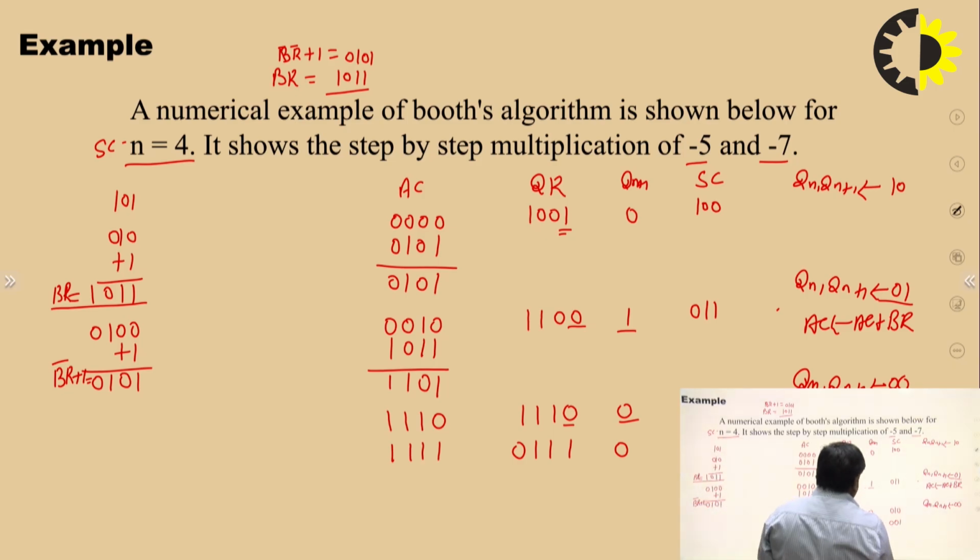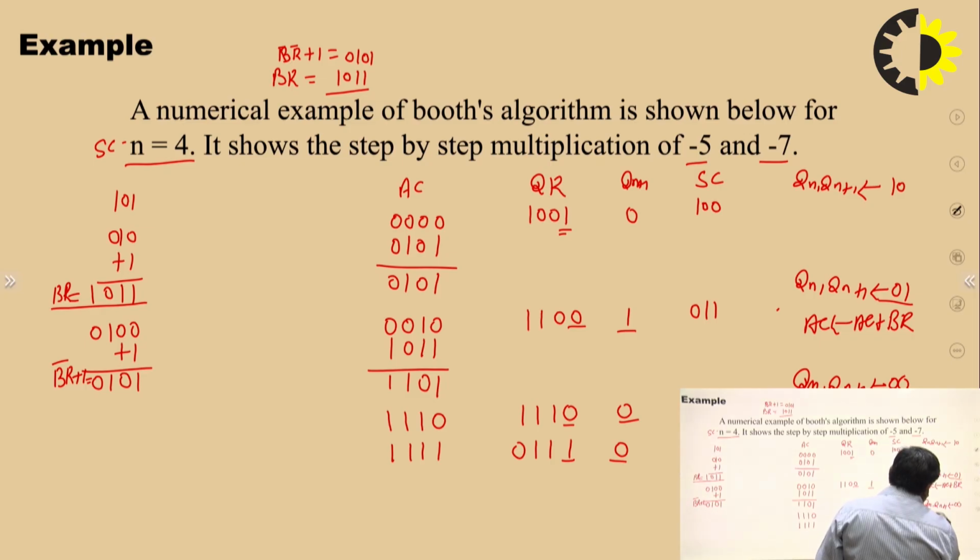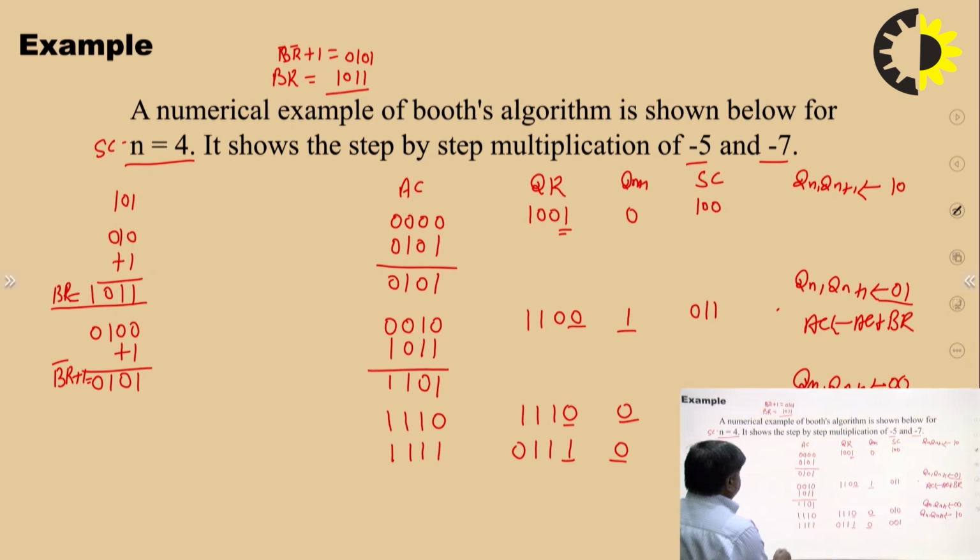Then again we check Qn, and now Qn and this one. What is the Qn and Qn plus 1? That is 1 0. And for the 1 0, AC plus BR 2's complement. Now here is a 0 1 0 1.